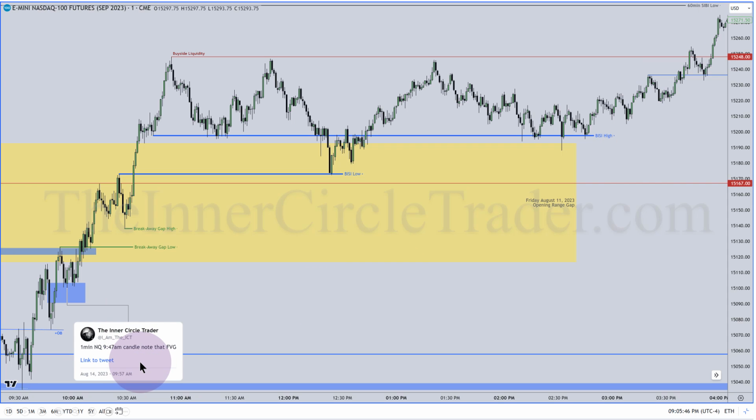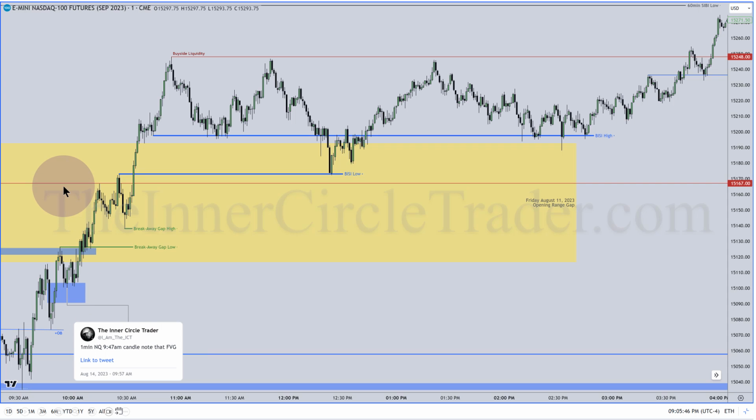Here's the tweet. I told you at 9:57 New York local time, look at the 1 minute. That's where we're at, 1 minute chart here. 1 minute NASDAQ, 9:47 candle. Note that fair value gap. That's this candle right here. Okay, and I'm telling you, look at it right there.